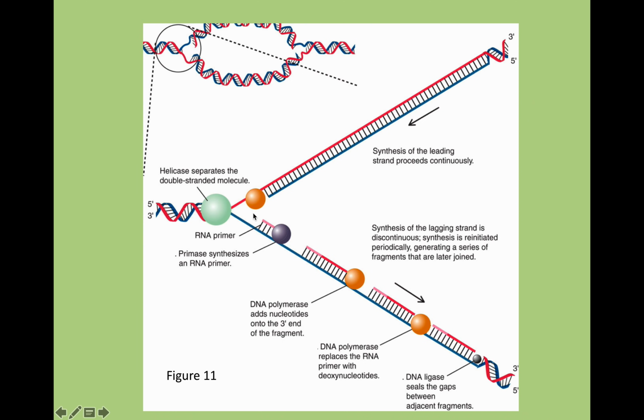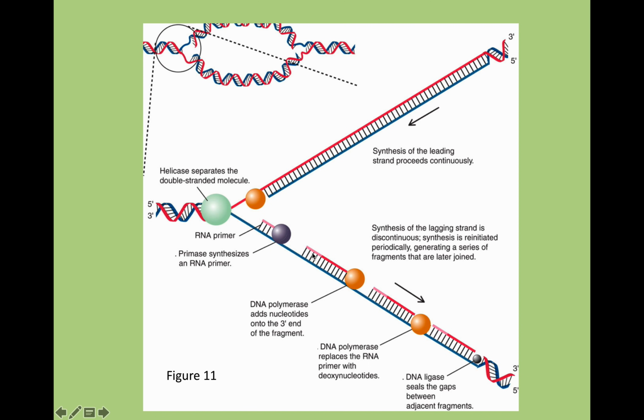All right, so here is that expanded picture now. Here we still have helicase. We have the RNA primase putting down the RNA primer. You can see that in pink here. You see here that we have 1, 2, 3, 4 primers on this lagging strand. So the bottom one here is the lagging strand.